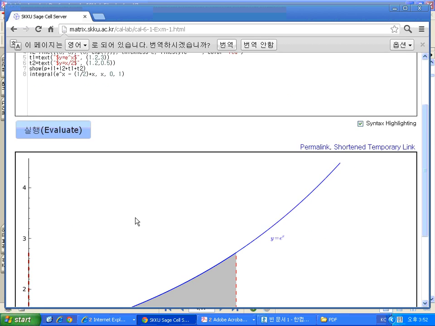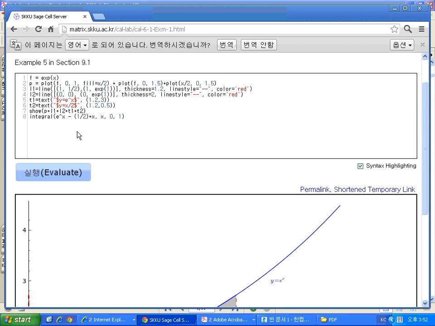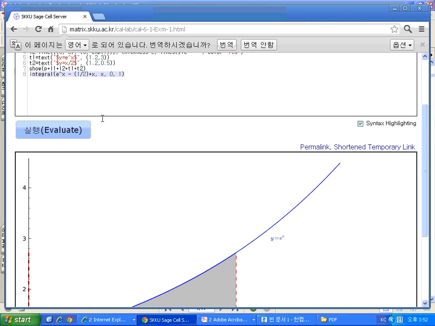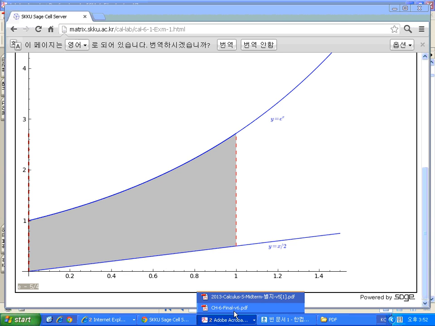And this shows exactly what we want here, and also this area can be found by the integral of e^x minus x/2 from 0 to 1, which is e minus 5/4, like this.